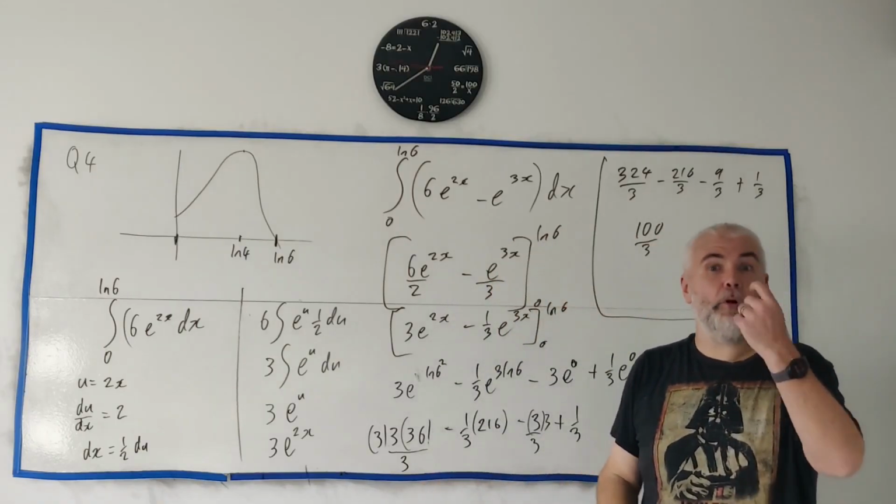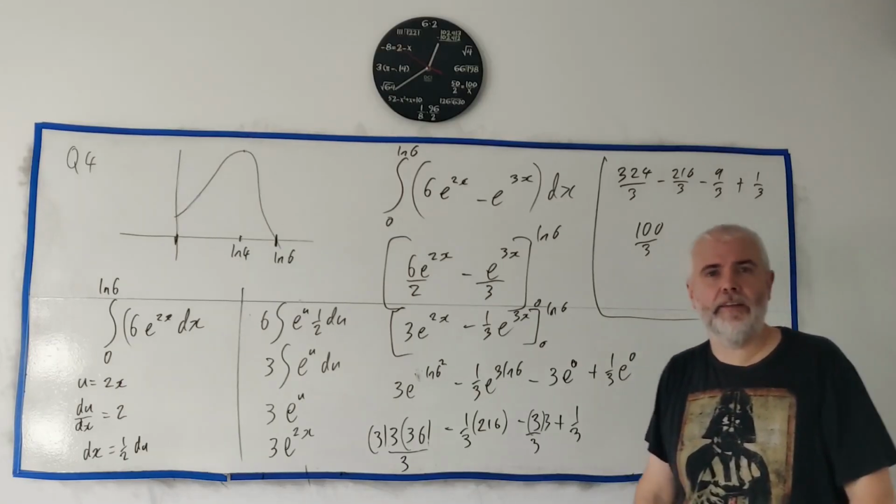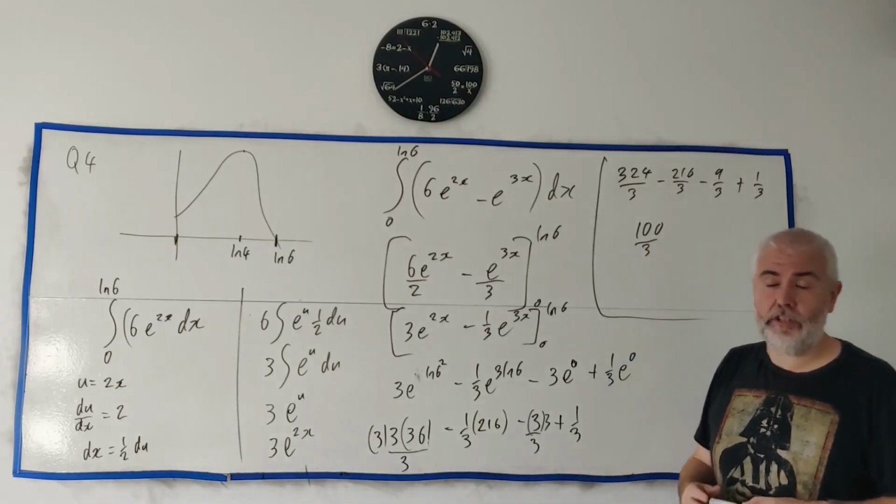Okay, they wanted the answer in the form of p over q, where they're both integers. That works fine. That's the answer to question 4.